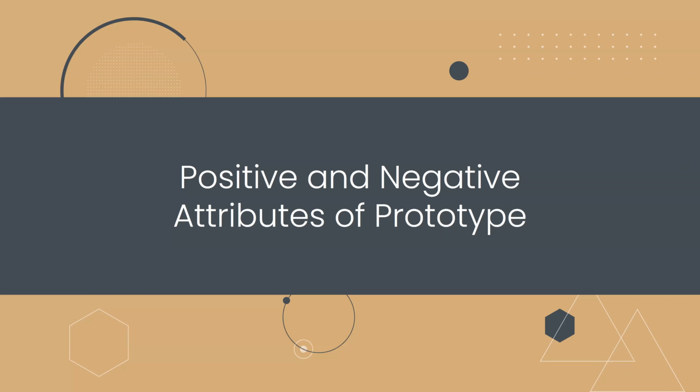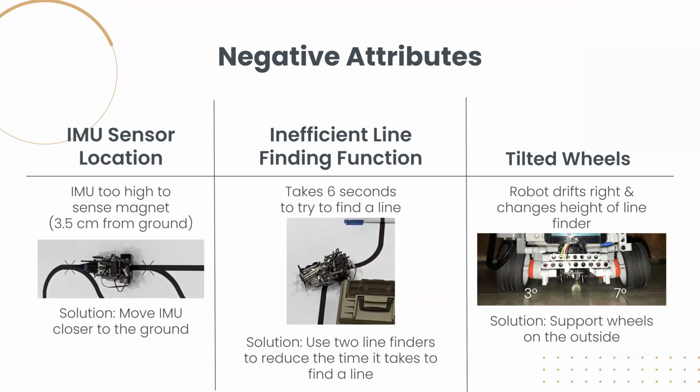Positive and negative attributes of the prototype. The final prototype had 3 main negative attributes, which were the location of the magnet sensor, the line finding function, and the tilted wheels. The IMU sensor was located roughly 3.5 centimeters above the ground, which made it too far away from the magnet that it needed to sense.